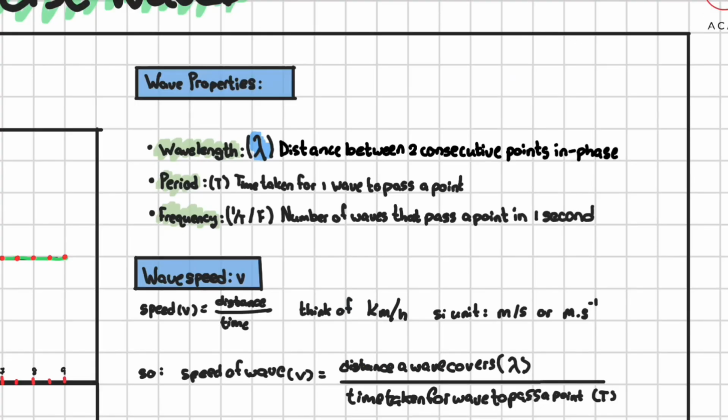Now let's look at the second property when it comes to waves, and that is the period of a wave. Now the period of a wave is denoted by the symbol capital T, and it is the time taken for one wave to pass a point. As you can see from the definition of the word period, it is dependent on time. So let's go back to our diagrams and see how the wave changes with respect to time.